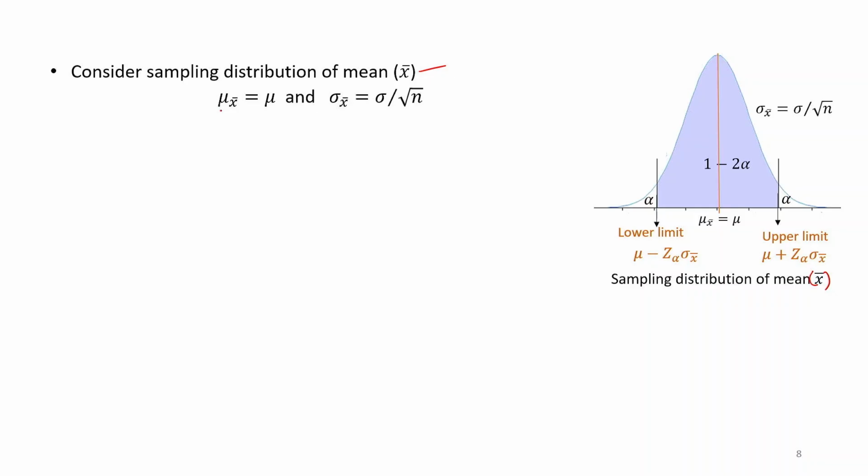So the mean of sample means, we write as mu x bar, is equal to the population mean, and the standard deviation of sample mean is equal to sigma by root n. So this point is mu x bar, which is equal to mu, and the standard deviation of this is written here, sigma by root n. So sigma x bar is sigma by root n.